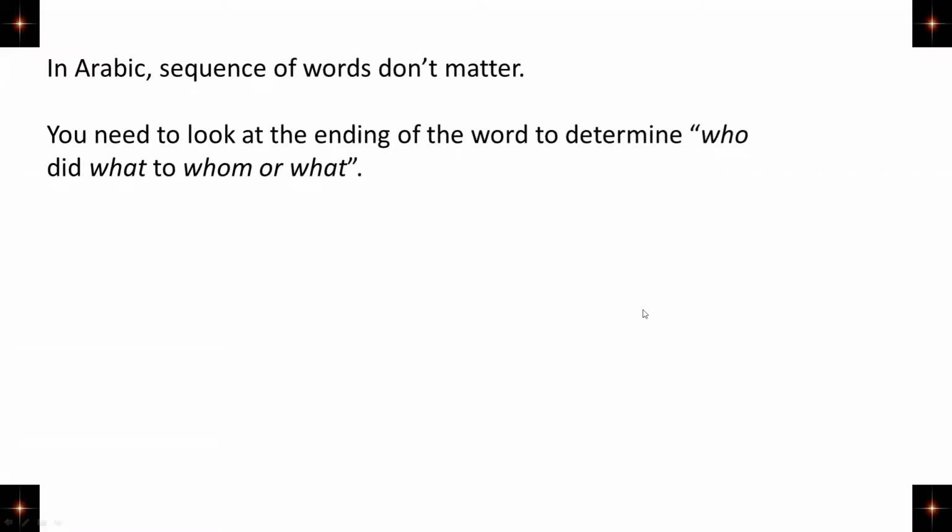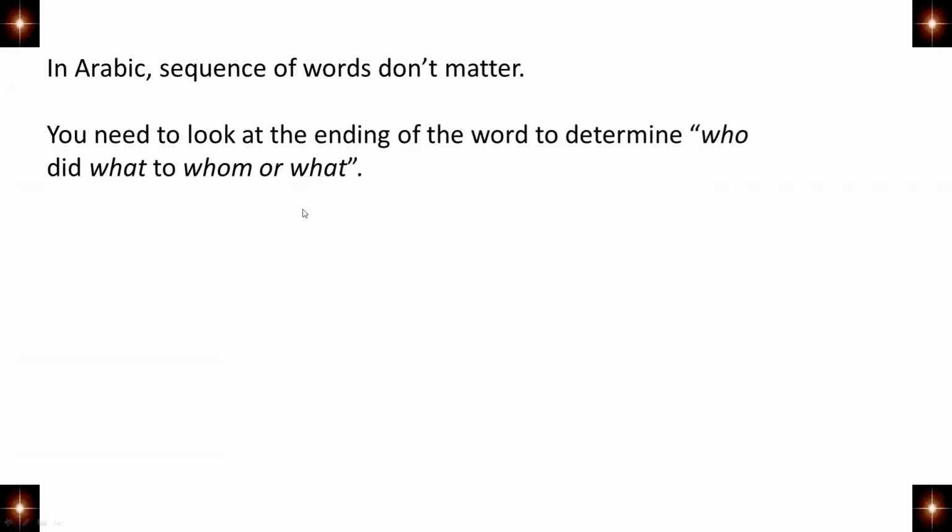Okay, good. So you need to look at the ending of the word to determine who did what to whom or what. For instance, when we gave the example of Qatala Dawudu Jaluta, the Dawudu, the moment I hear the U, I know, oh, okay, you are the doer. Come here.